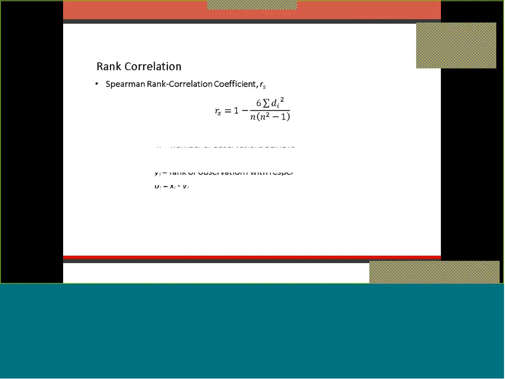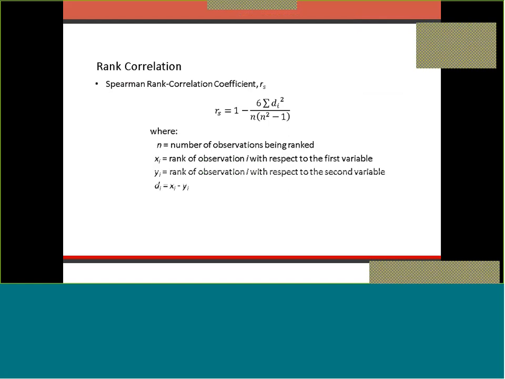The formula of Spearman's rank correlation coefficient is 1 minus 6 sigma d square by n into n square minus 1. N is the number of observations being ranked. Xi means the rank of observation i with respect to the first variable. Yi means the rank of observation i with respect to the second variable. And Di means the difference in the ranks. So N, Xi, Yi and Di are important in the formula.